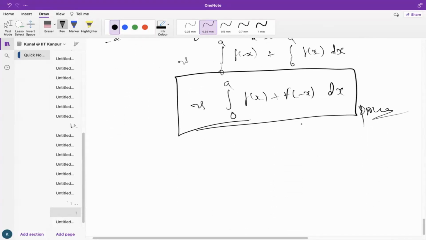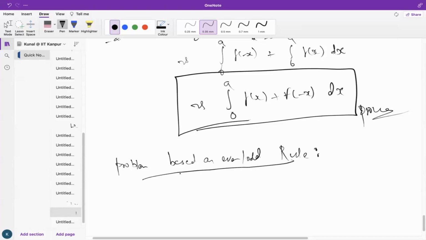Let's move on to the problem, how to implement this. So now we are doing problems based on the even odd rule. Basically, we have to just learn how to implement this theorem or property in problems. Let me try to write it here.